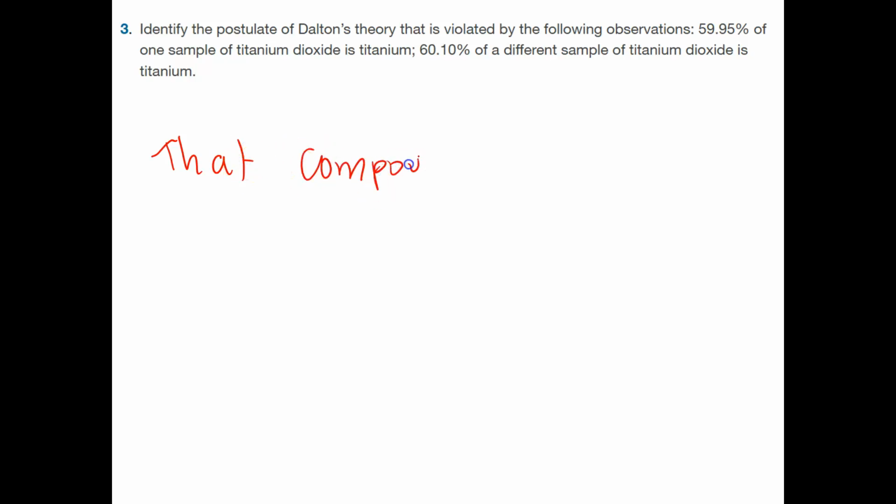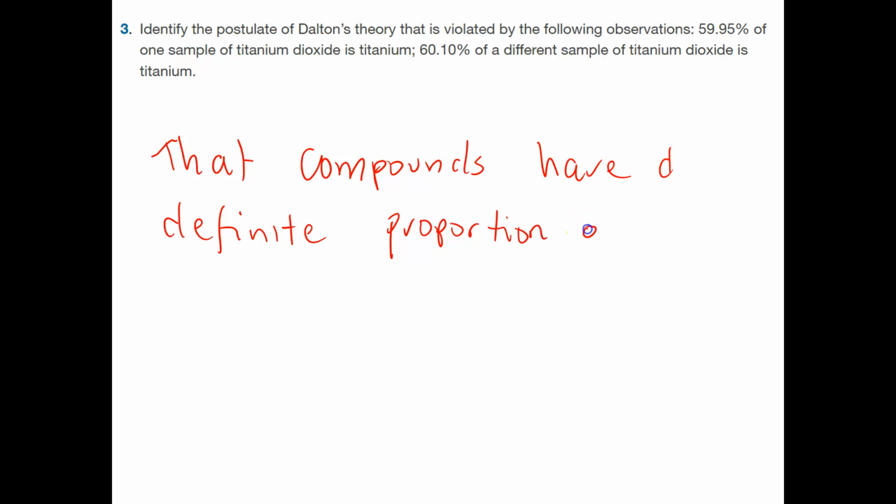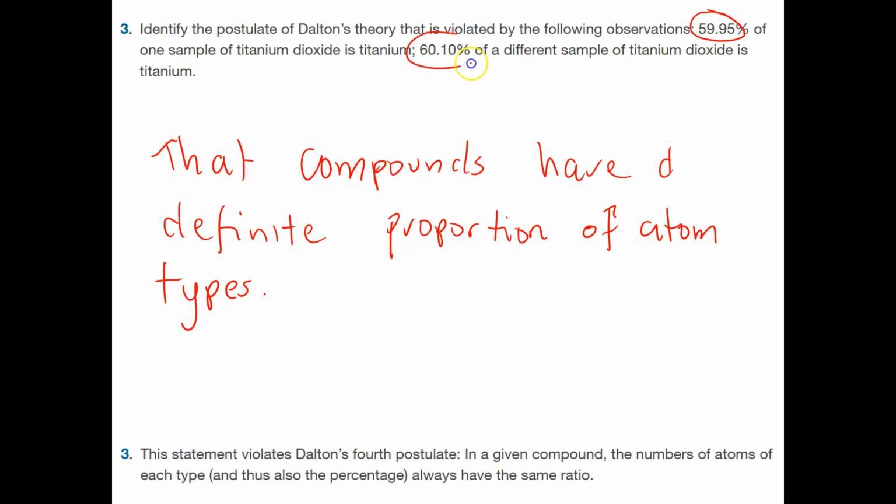compounds have a definite proportion of atom types. Okay. What characterizes a compound is the number and type of atoms that are present in it, and also the way that these atoms are connected to one another. The fact that we've got two different numbers here for the proportion of titanium indicates that something is amiss.